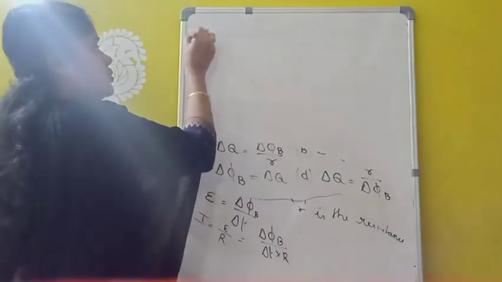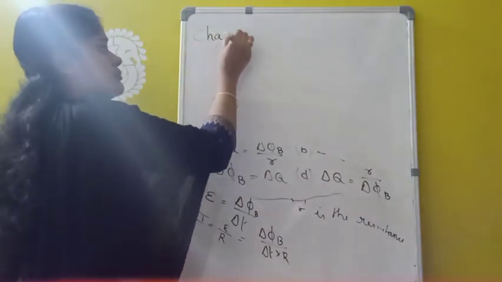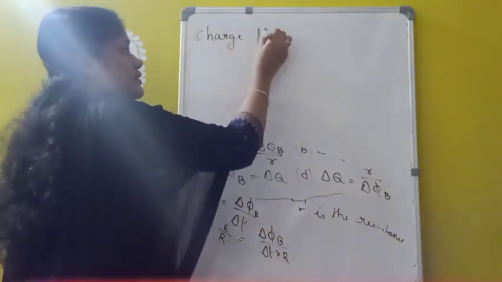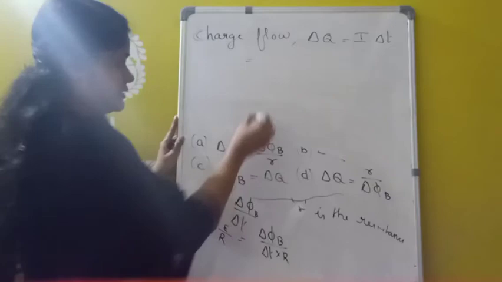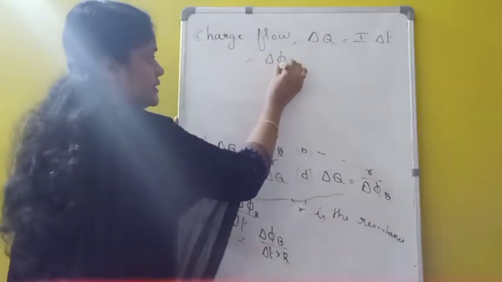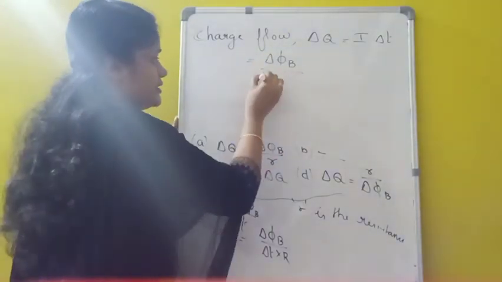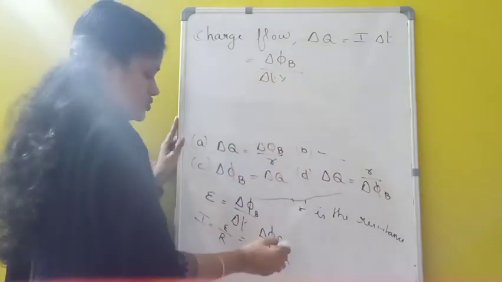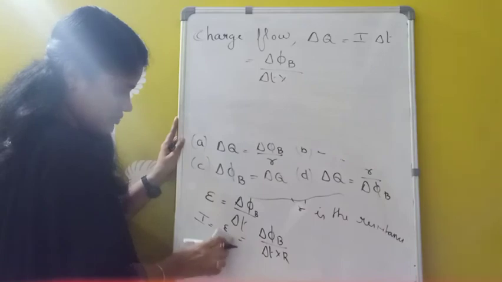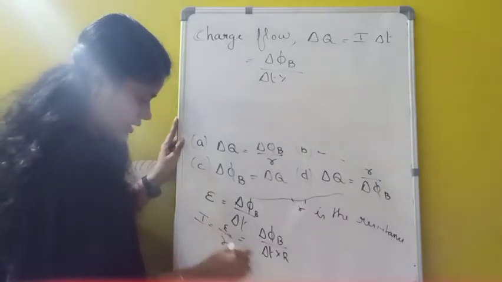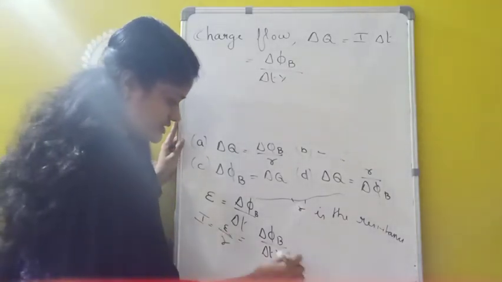So charge flow, delta Q. Charge Q equals I into T. That means current I into delta T. Clear? That is equivalent to what is current here? Delta phi B divided by delta T into R. The small r, not capital R here. Small r, since here I am putting small r. So epsilon by R. Here also small r.